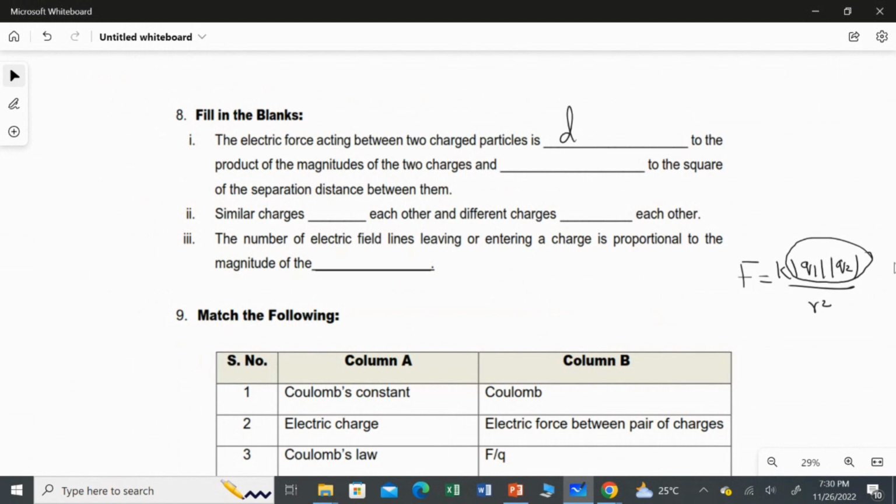So that means the answer here is directly, clear, to the product of magnitude of two charges and dash to the square of separation between them. So what is the directly? Here it is indirectly, am I right? Whenever the distance will be more, the electrostatic force will be less. So here it is inversely. Clear?